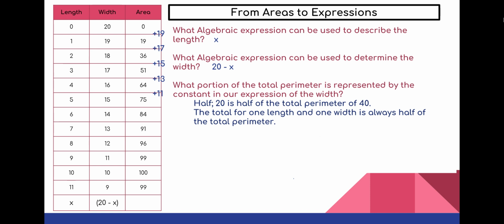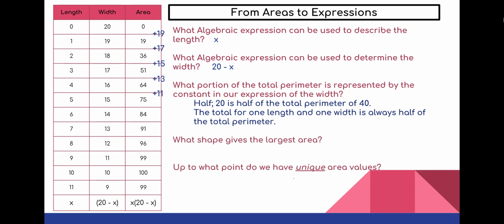Again, students may notice that we've exhausted our unique areas the moment we get by 10 by 10. We do know that all of these areas are the product of the length and width, which means our area expression is x times the quantity 20 minus x. We want to ask students what shape gives us the largest area, and up to what point do we have unique area values.